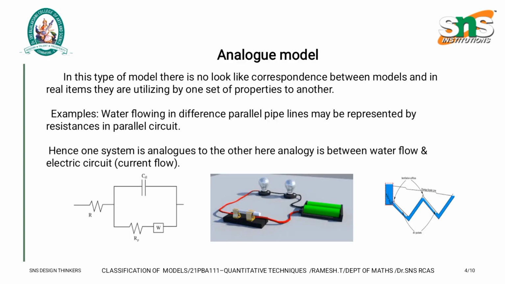Next one is the analog model. In this type of model, there is no look-like correspondence between the model and the real item. They use one set of properties to represent another. For example, water flowing in different parallel pipelines may be represented by resistance in a parallel circuit. A parallel pipeline is there, and it is also used for a parallel circuit. Hence, one system is analogous to the other. Here, the analogy is between water flow and electric circuit, that is current flow. Therefore, these types of models are called analog models.